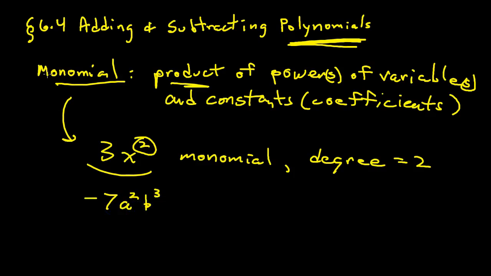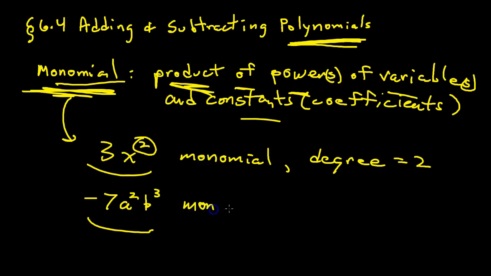All right, how about minus 7a squared b cubed? That is also a monomial because it is indeed a product of powers of variables and constants, right? I call this also a monomial. What degree is it? Well, when a monomial has more than one variable, the degree is the sum of the two exponents. So I call this monomial a degree 5 monomial. Okay?